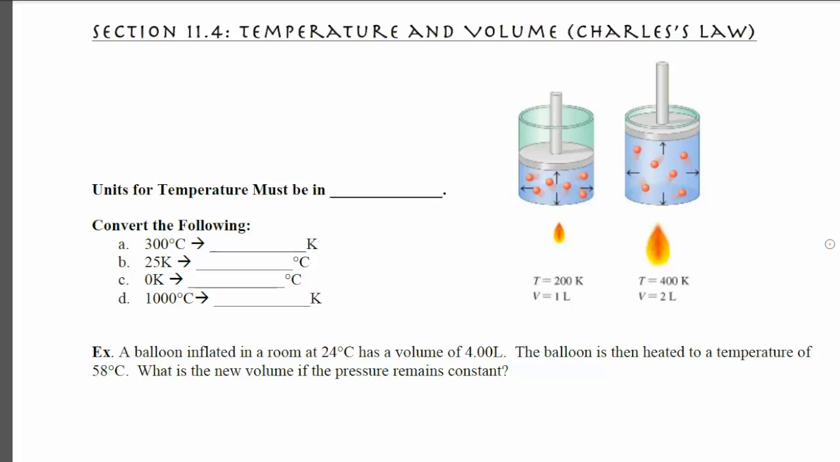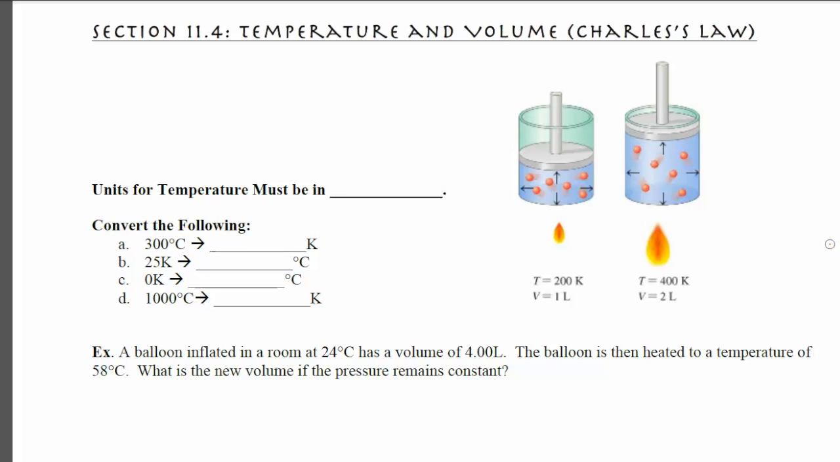In the previous lesson, you learned how to relate pressure and volume. You learned that when pressure increases, volume decreases. That is an inverse relationship. In this lesson, you're going to learn about the relationship between temperature and volume and temperature and pressure.